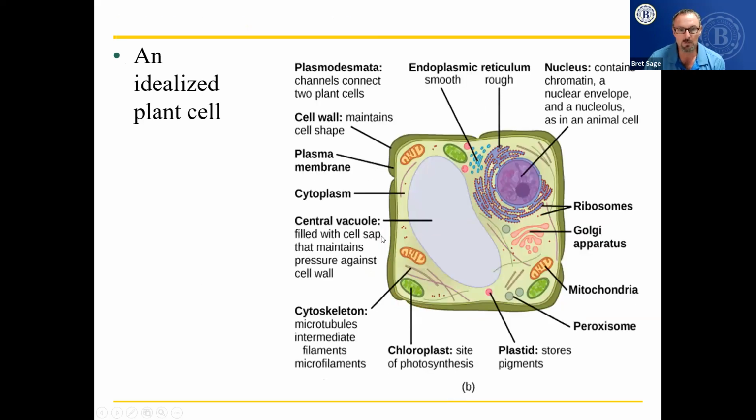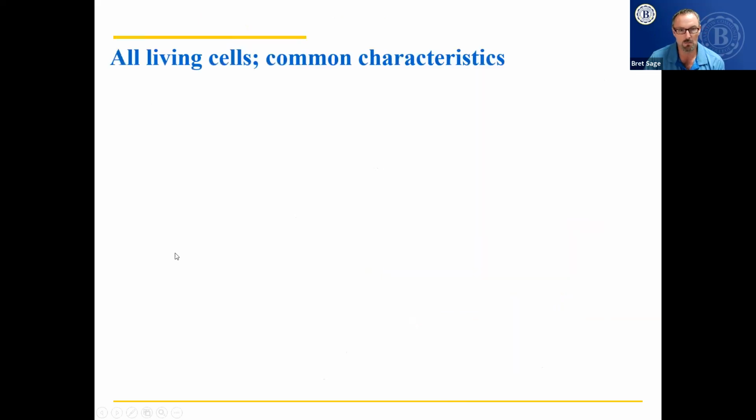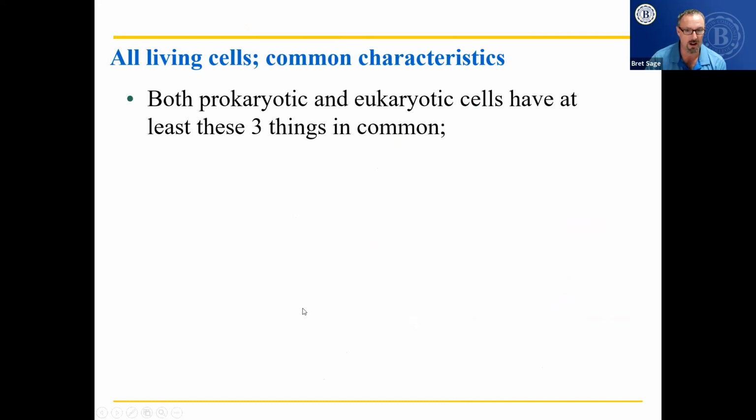This is a plant cell showing you the structures they have. They have slightly different structures than we do. For example, they have a central vacuole. They have chloroplasts, which we don't have. All living cells, what do they have in common? Well, both prokaryotic and eukaryotic cells have at least these three things in common.